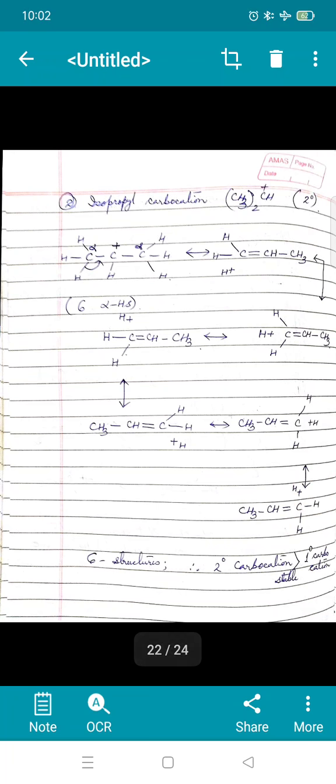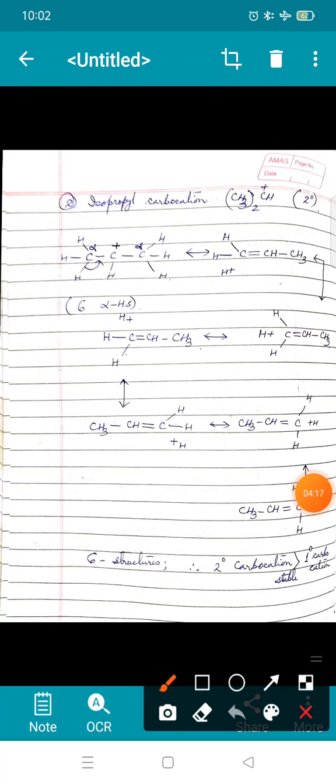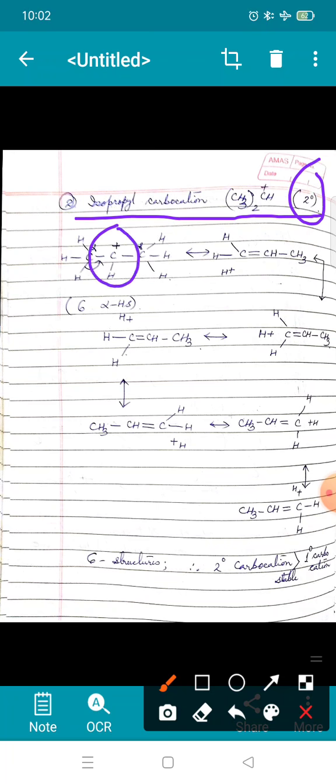So here we can see we have taken the isopropyl carbocation, which can be written as CH3 twice CH plus, where the carbon is secondary in nature. The carbocation is secondary in nature. So you can see here also this carbon is attached to two CH3 groups. So we call it secondary.